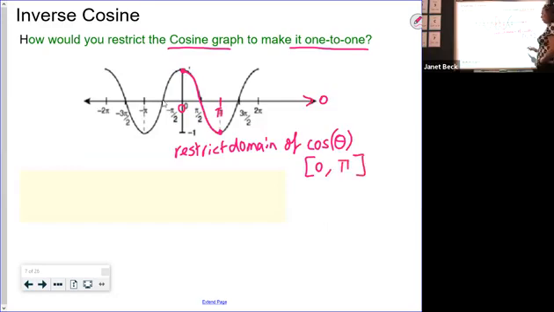Which means for the reciprocal, secant, the secant graph has an asymptote there, half a smile, half a frown. We still can go from 0 to pi, but there's an asymptote at pi over 2, which kind of has to be skipped.